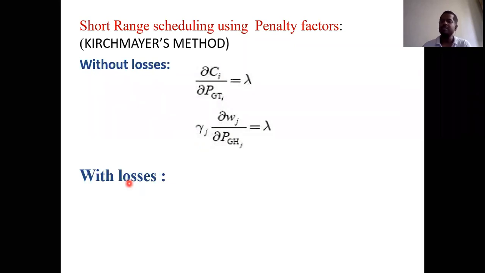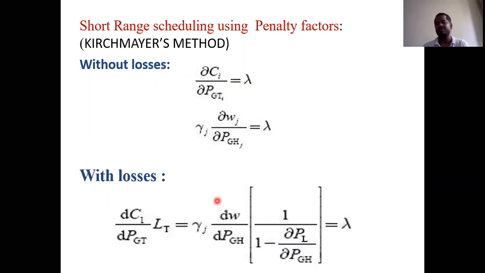With losses, one more parameter comes into the picture, that is the penalty factor. So how can we represent this equation when we are considering the penalty factor? Everything is the same, the only difference is gamma. This is dC1 by dPGT into LT equals lambda, when we are considering the thermal power plant. Similarly, when we are considering the hydropower plant, this is the hydropower plant equation, and it must be equal to lambda. The only thing is one more new parameter, gamma.